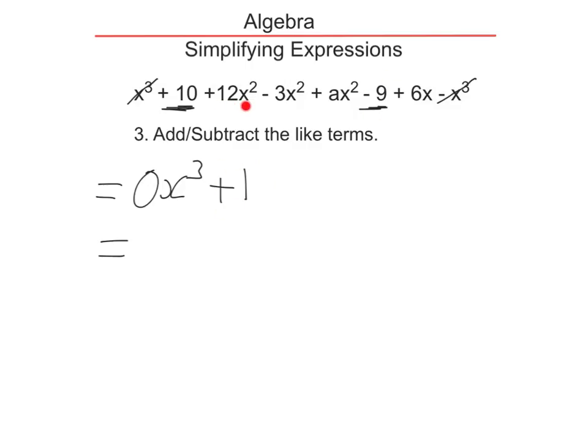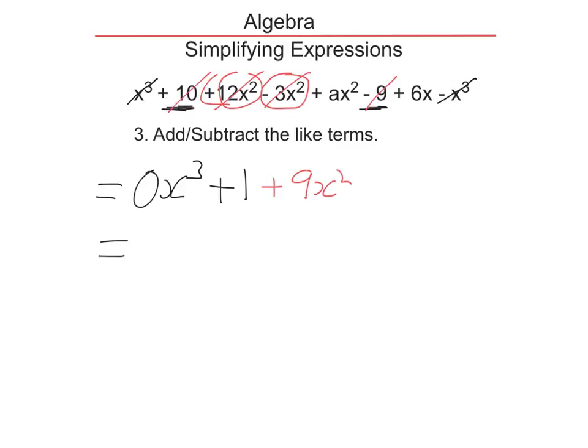Looking again, there's an x squared term here and another x squared term here. This one's not the same. It's got an a in front of it, so it's a different term. It's not like the other two. So if I take the 12x squared, which is positive, and the negative 3x squared, that's going to give me 12 take away 3, which is 9, plus 9x squareds. So I'll cross those off because I've done those, and I've also done this, so I'll cross that off.